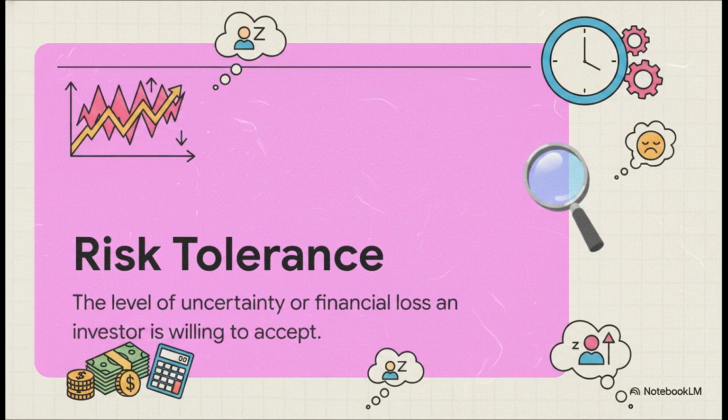It's the level of uncertainty or potential financial loss you can actually stomach without panic selling. A good rep assesses your age, your income, and quite frankly, your emotional comfort level. They want to make sure you aren't thrown into an aggressive equity fund if a 5% market dip is going to keep you up at night.